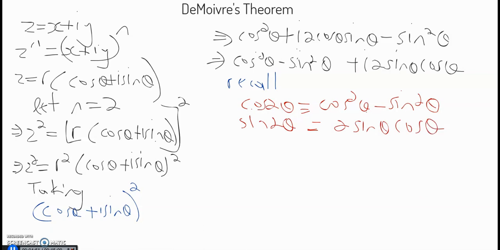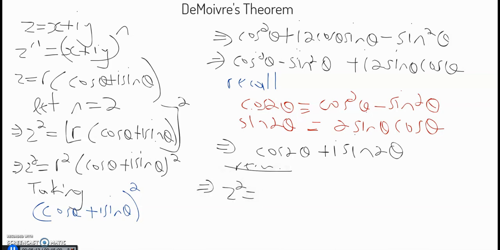What it means is that my identity is now going to become cos 2 theta plus I sine 2 theta. Now bear in mind that we had taken out the bracket part, which is a cos theta plus I sine theta squared. So now I need to recombine everything. So this implies that z squared equals r squared, open bracket, cos 2 theta plus I sine 2 theta. So realize that we start seeing a pattern here.